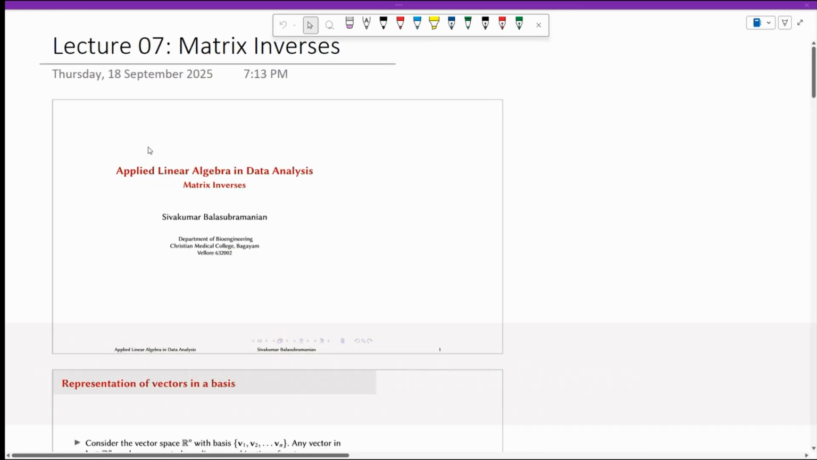Okay. Are there any questions so far? No? Okay. We'll now move on to the next module, which is on matrix inverses.